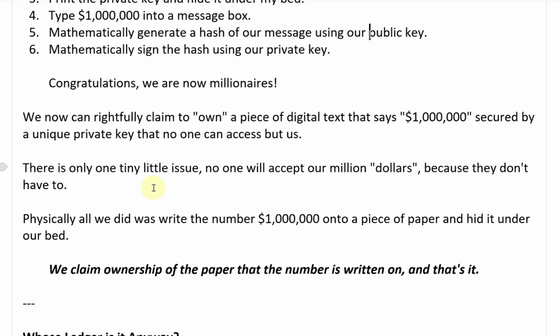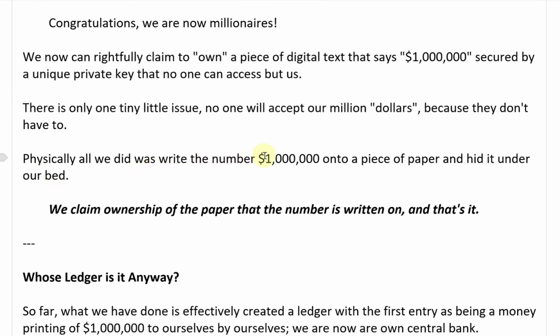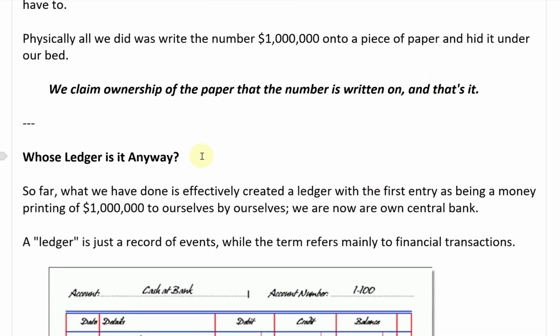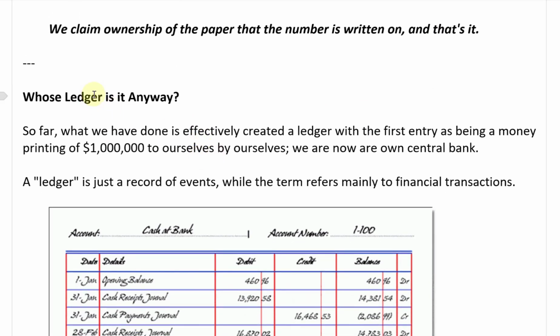There's only one tiny little issue. No one will accept our million "dollars," because they don't have to. Physically, all we did was write the number 1 million onto a piece of paper and hid it under our bed. We can claim ownership of the paper that the number is written on, and that's it. Now the question to ask is, whose ledger is it anyway?